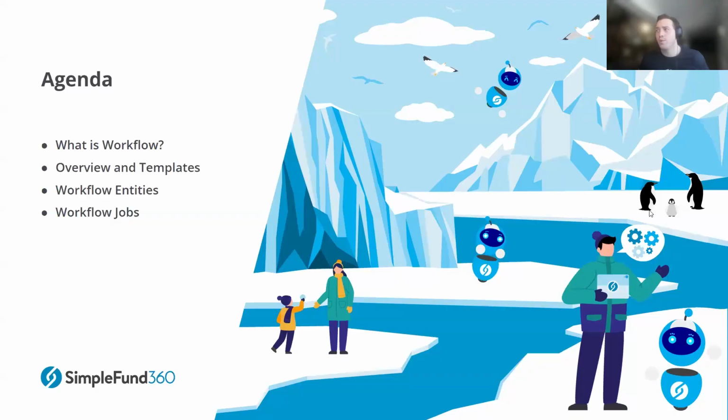All right. With that being said, we can go through what we're going to do today. I'm going to start with what is workflow and what can it do for you. After that, we'll have a look at the overview and templates, so how job workflow templates work, as well as workflow entities. Workflow entities and workflow jobs are different screens where you can assign jobs either to a job, so without an entity, or to the entity itself. We'll talk about that quite soon.